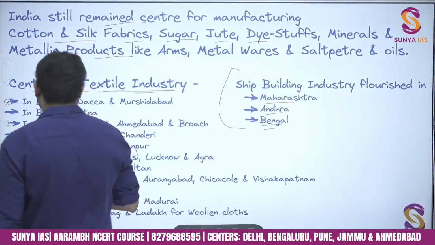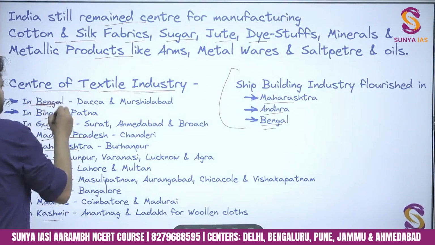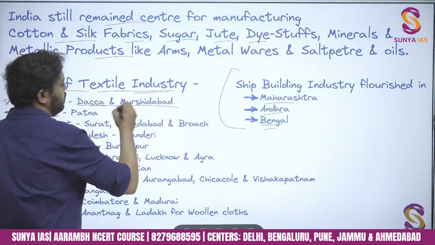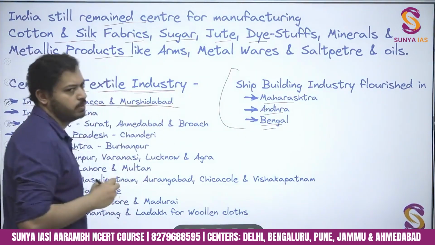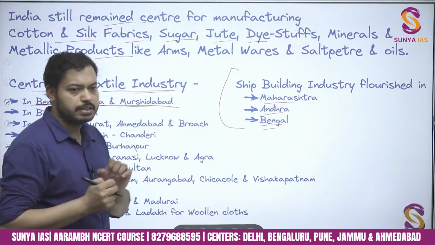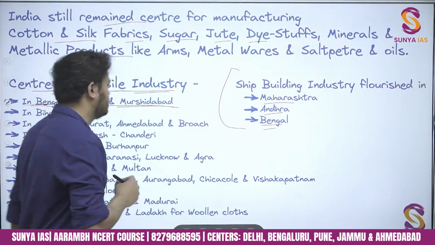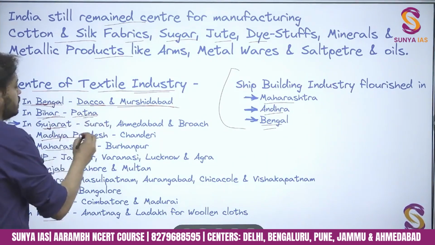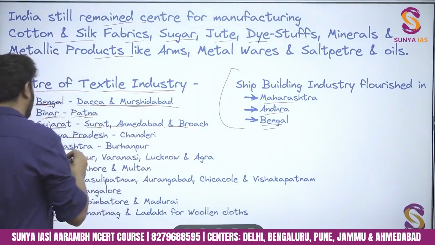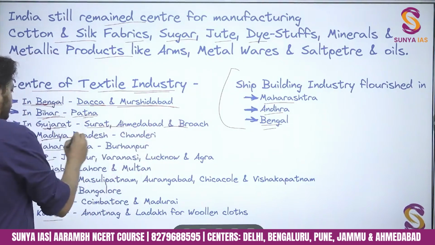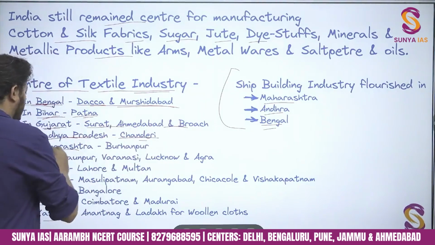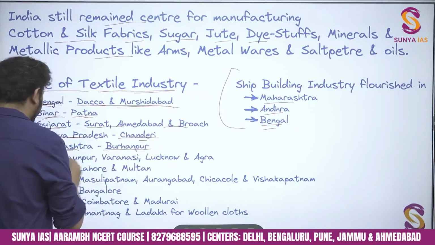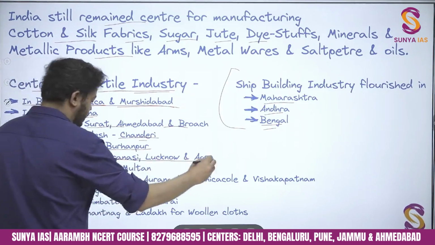Okay, for example, in Bengal, Dhaka and Murshidabad both were famous for textile work. That famous muslin, the Dhaka muslin, is very famous even now. In Bihar, Patna was a famous center. Gujarat: Surat, Ahmedabad, and Bharuch, or Broach, it was called back then. Madhya Pradesh: Chanderi. Maharashtra: Burhanpur. UP: Jaunpur, Varanasi, Lucknow, and Agra.